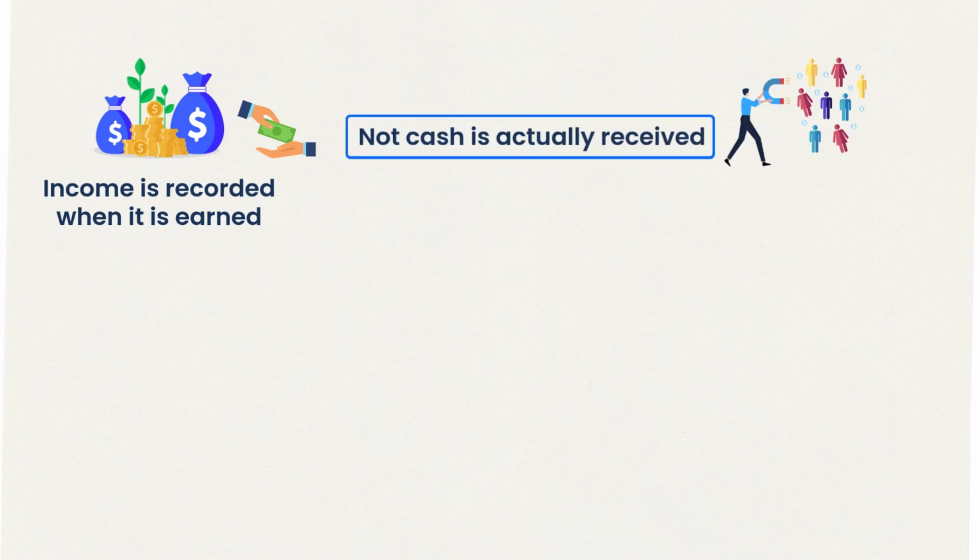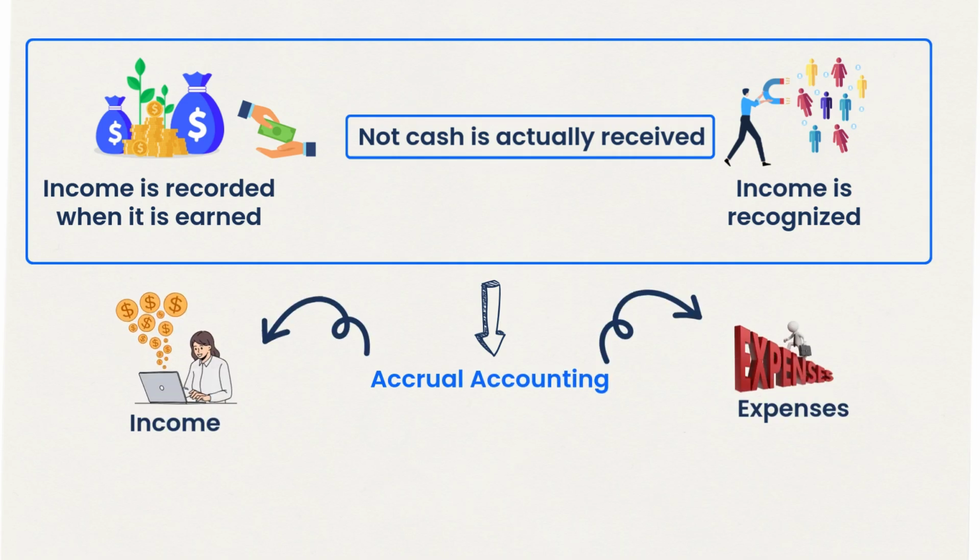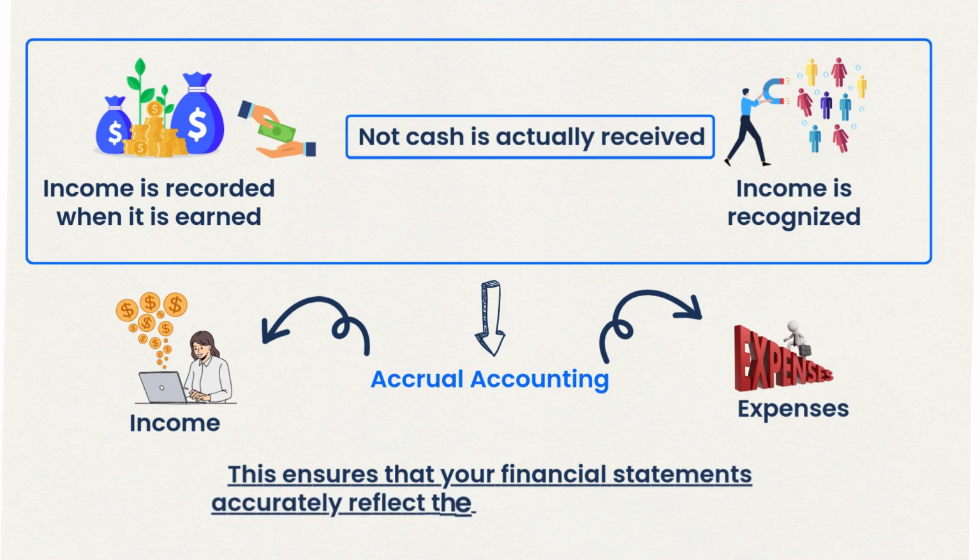So even if your customers have not paid yet, as long as the product or service has been delivered, the income is recognized. This practice, called accrual accounting, helps businesses match income with the expenses incurred to generate that income. This ensures that your financial statements accurately reflect the business's performance, regardless of when the money actually changes hands.